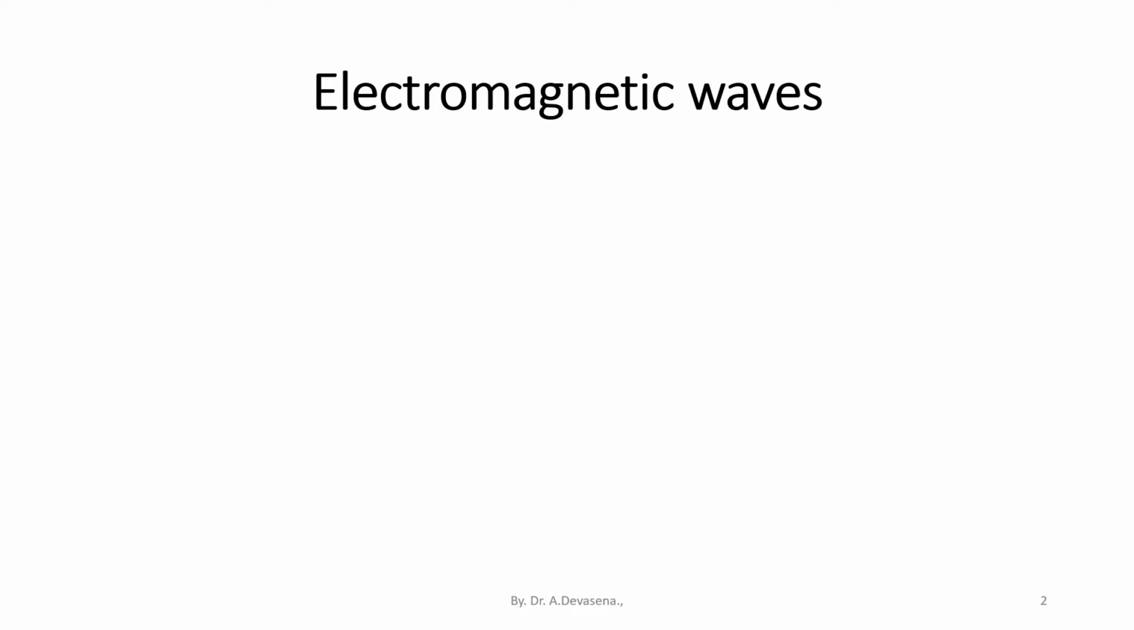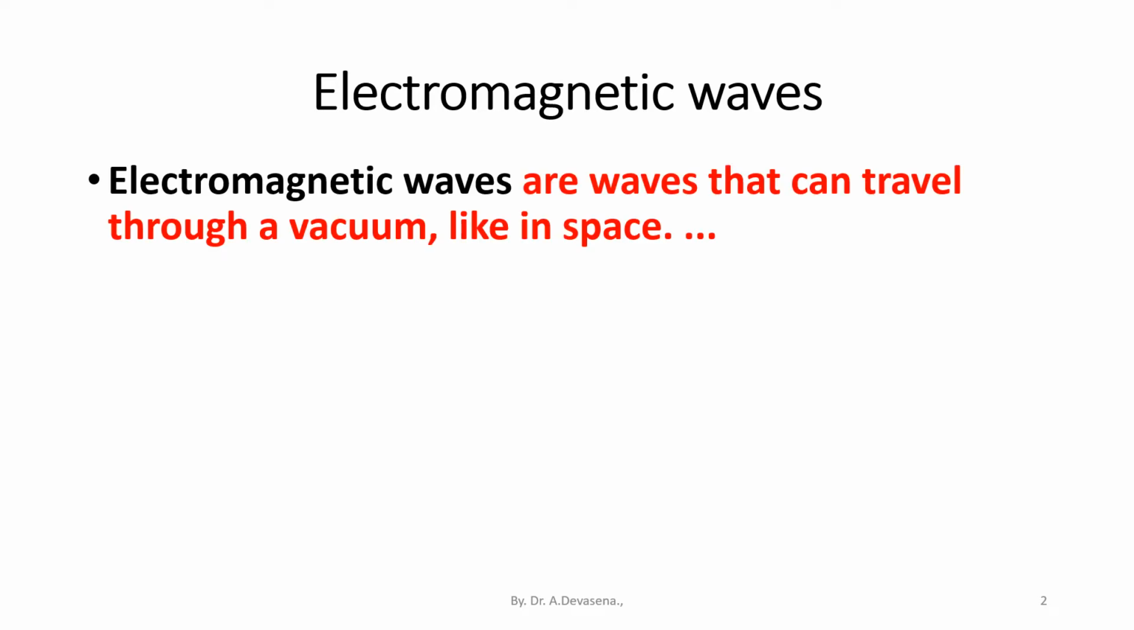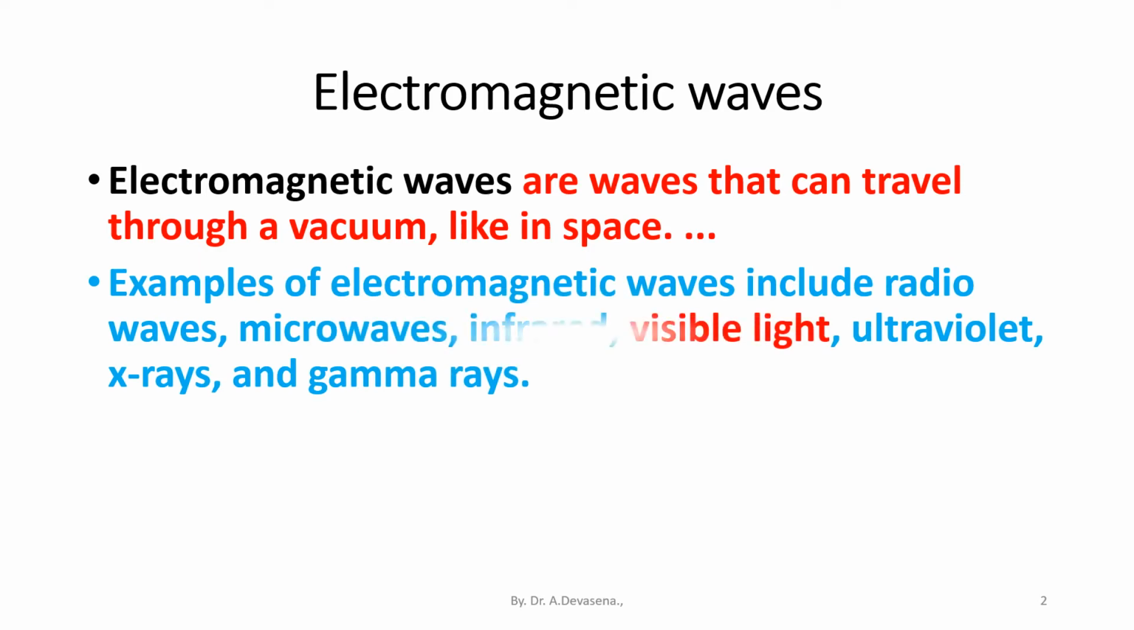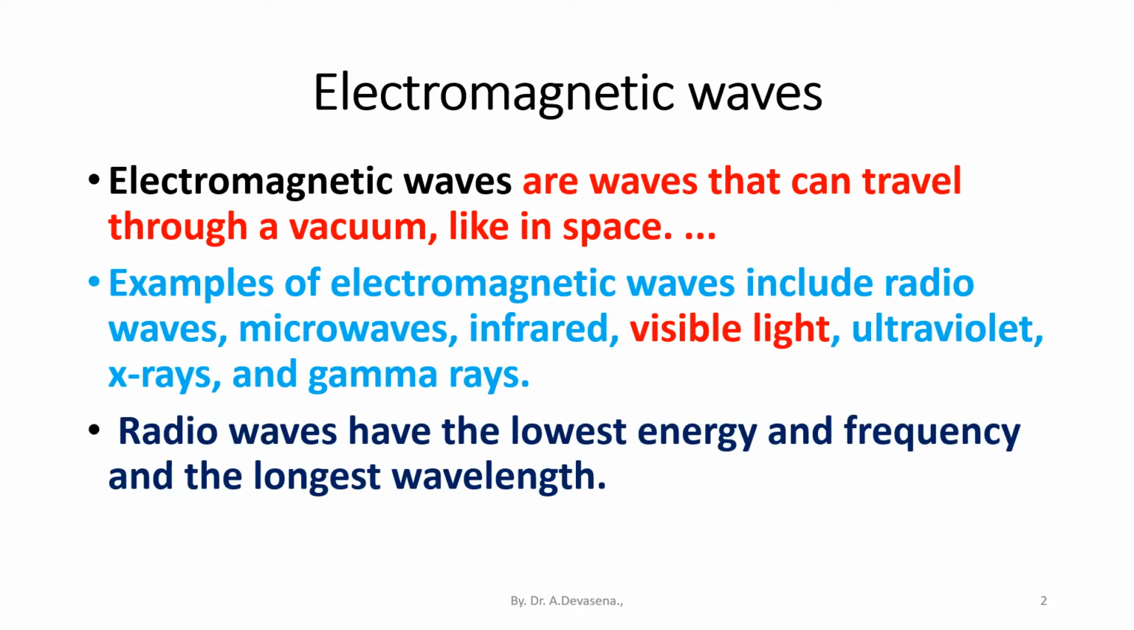Electromagnetic waves are waves that can travel through a vacuum, like in space. Examples of electromagnetic waves include radio waves, microwaves, infrared, visible light, ultraviolet, X-rays and gamma rays. Radio waves have the lowest energy and frequency and the longest wavelength.